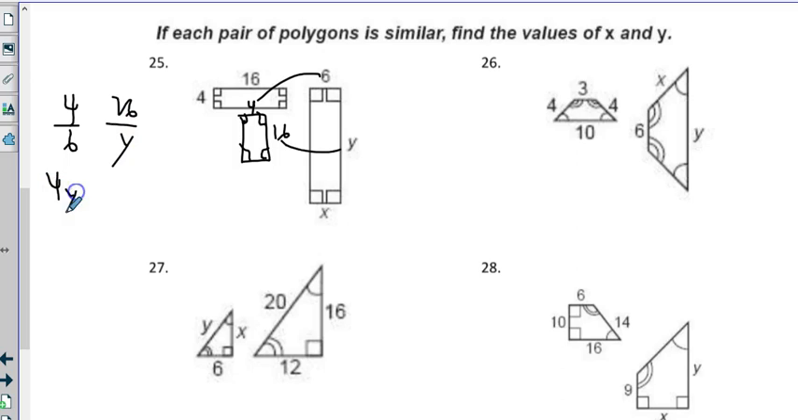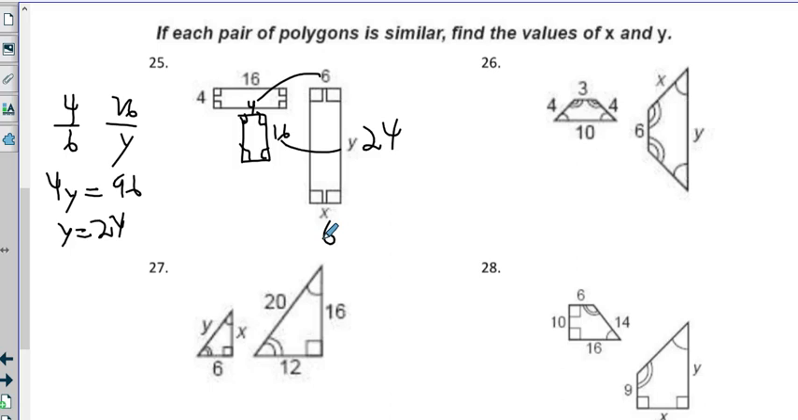So 4y equals 6 times 16, which is 96. And if I divide by 4, I get 24. So y equals 24. So this is 24 right here. And x has got to be 6. It's a rectangle, so opposite sides are the same.